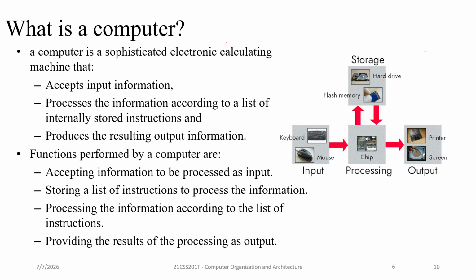Now, as I told, what is a computer? It is a sophisticated electronic calculating machine. Remember, a computer is not an automatic machine. It accepts the input information, processes it according to the list of internally stored instructions, and produces the resulting output information. The functions performed by the computer are accepting information to be processed as input, storing a list of instructions to process the information, processing the information according to the list of instructions, and providing the results of the processing as output.